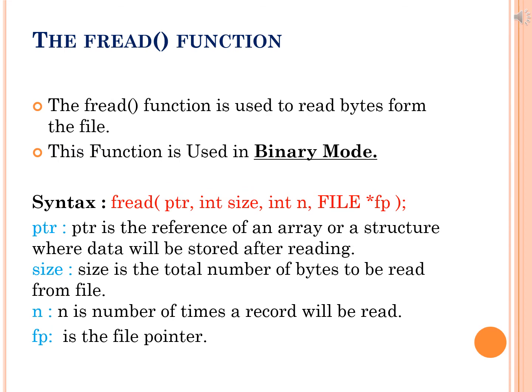Next is the fread function. This is used to read a number of bytes from a file. It is usually done in the binary mode, and the syntax is fread. It has 4 arguments. ptr refers to the array or the structure where the data will be stored after reading from the file. Size is the number of bytes to be read from the file. n is the number of times that you want the record to be read, and fp is the file pointer.